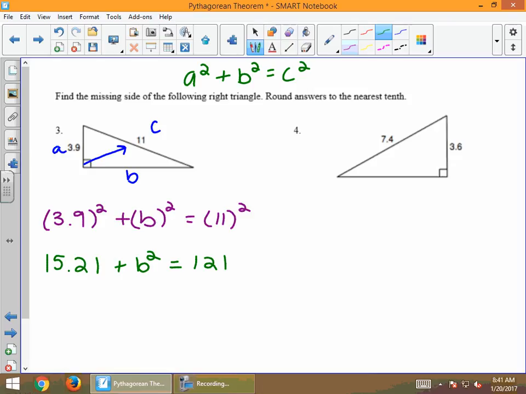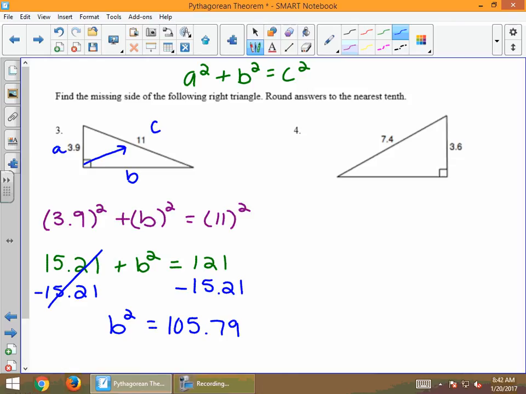This is a little different than the previous ones because on the previous problems our C's were missing, so all our numbers were on the same side. In this problem, our numbers are on opposite sides, so we just have to move this 15.21 over so that the B squared is by itself. And we move it over by doing the opposite. We're going to subtract 15.21. That way it cancels, and we're left with B squared. And 121 minus 15.21 is 105.79.